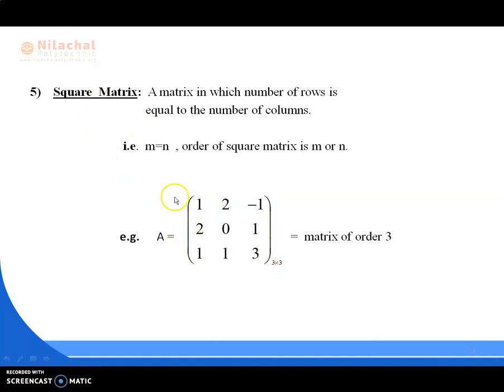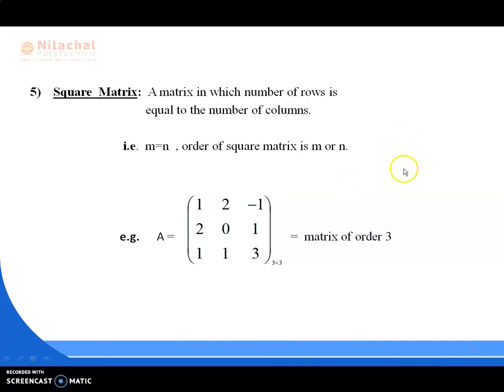And one thing is that this type of matrix, a square matrix, is symbolized as a matrix of order 3 only, because here m equals 3 and n equals 3. So we can call it a matrix of order 3 only. If m equals 2 and n equals 2, a 2 by 2 matrix, then we say it is a matrix of order 2. That means this matrix is a square matrix of order 3 by 3, and this matrix is a square matrix of order 2 by 2.